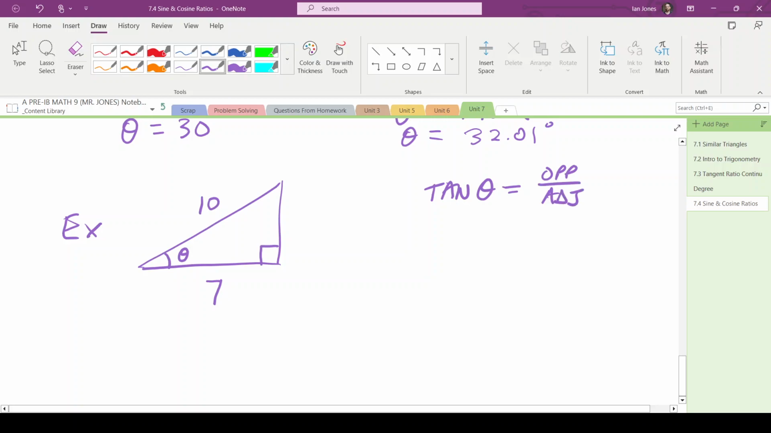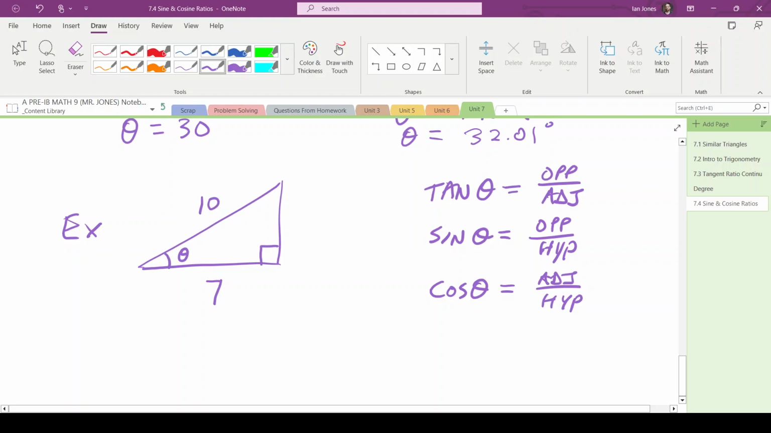We've been doing this for a little while now. We also have the sine of theta is the opposite over the hypotenuse. We've been doing that not as long as tangent, but we've been doing that for a little while too. Well, there's a third one called cosine. And the cosine of theta is going to be your adjacent over your hypotenuse. It's the last ratio, right?